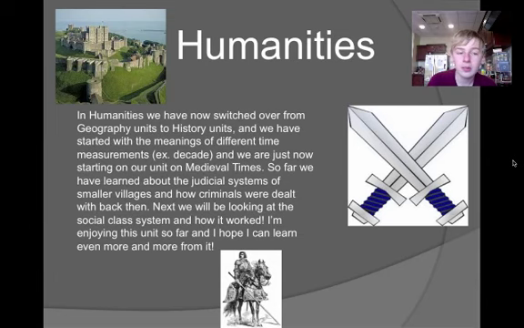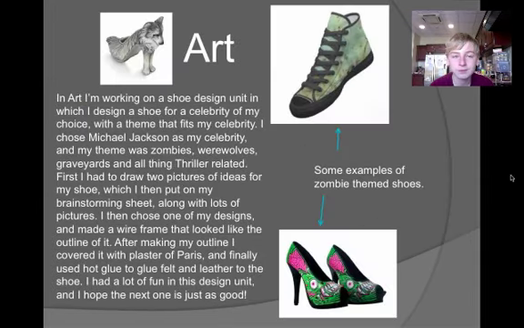In humanities, we have now switched over from geography units to history units, and we have started with the meaning of different time measurements. For example, decade, century, millennium, etc. And we are just now starting our unit on medieval times. So far, we have learned about the judicial system of smaller villages and how criminals were dealt with back then. Next, we'll be looking at the social class system and how it worked. I'm enjoying this unit so far and I hope I can learn even more from it.